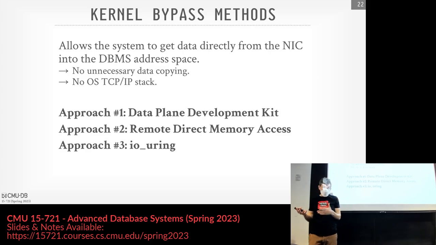Now, this has gotten better in recent years. Linux has gotten a lot better. But even then, the database system is in a better position to figure out how to use resources. So the idea of kernel bypass is to use specialized APIs that allow us to avoid the OS as much as possible. Now, io_uring is exploiting the OS, and we'll see why we need this in a second. But these other ones are more aggressive at this.